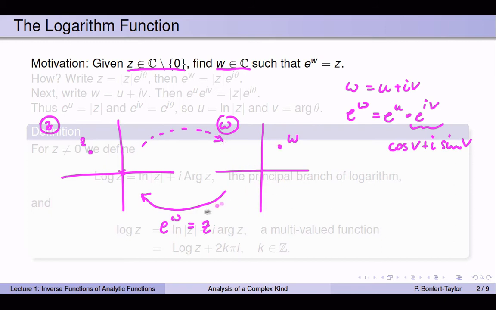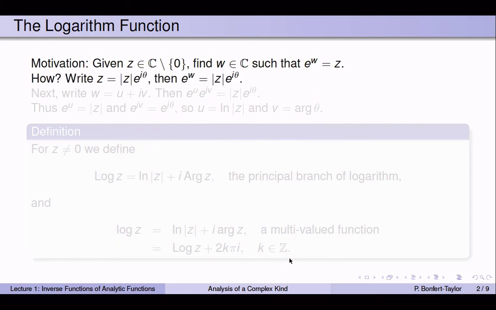The exponential function maps w to z. We're looking for the function that starts at z and finds the w that under the exponential function goes back to z. Now we know the exponential function is periodic with period 2 pi i. So once we have found one w, we know that w plus 2 pi i also gets mapped to the exact same z value. And so this function starting with a z, finding a w, is not going to be unique. We're going to have to pick which one of these many possible values we want to choose.